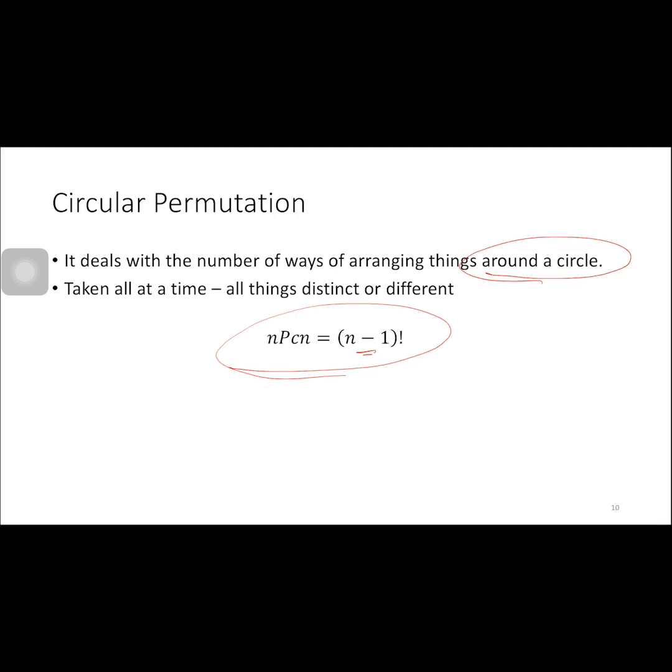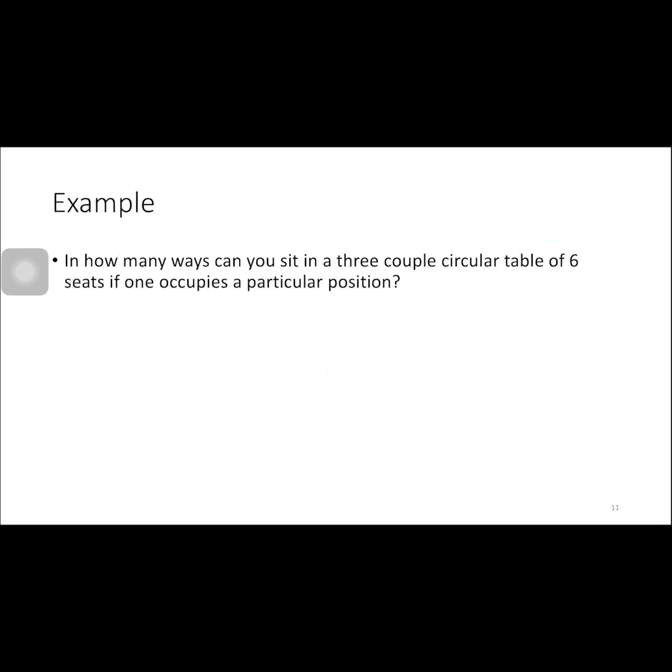For our example, in how many ways can you seat a three-couple group at a circular table of 6 seats if one occupies a particular position? So this will be nPcn is equal to 6 minus 1 factorial, and that is equal to 120.